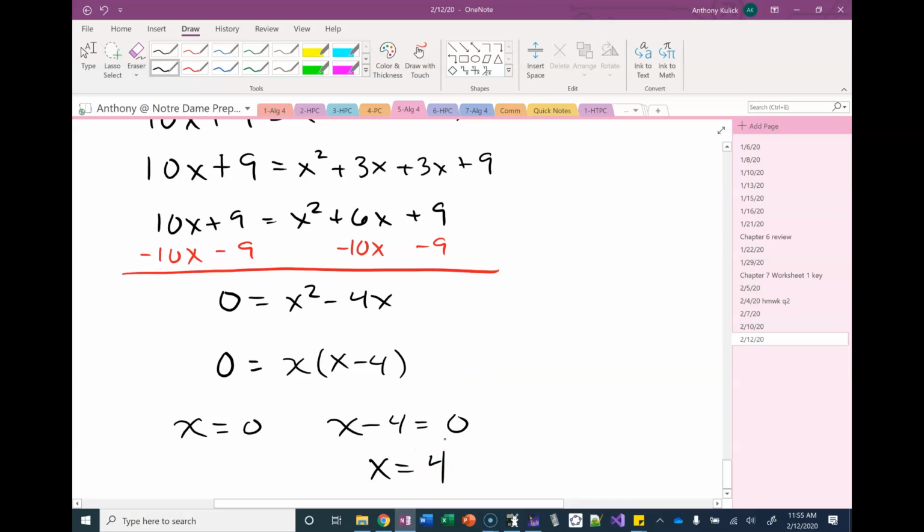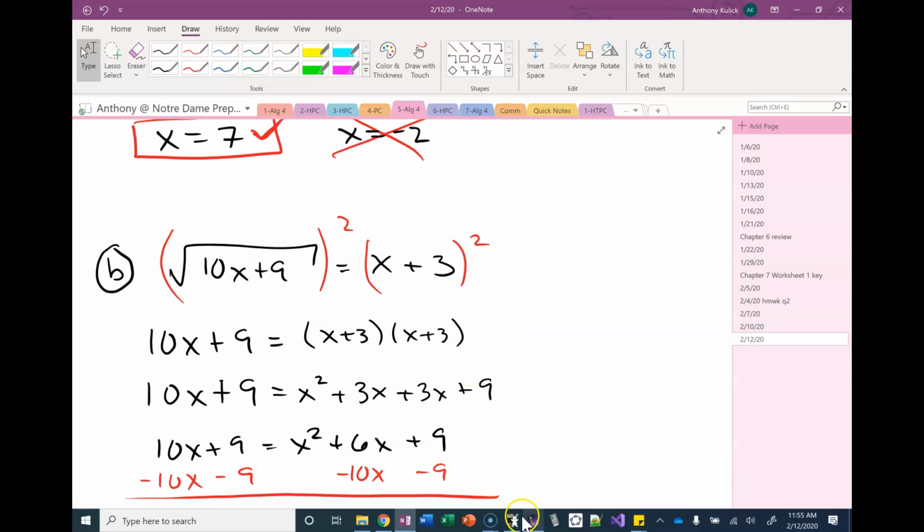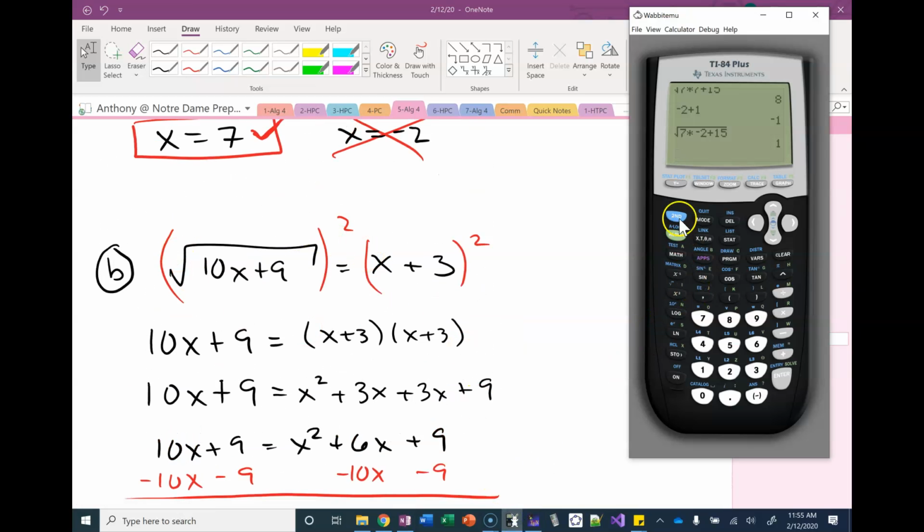Everybody good so far? Am I finished? No. Gotta check. So I go back to the original problem, and I'll just do this on my calculator. So I'll check the left-hand side. Excuse me. Sheepers creepers. Left and right is hard, guys. And then I'll check the right-hand side, also with 0. And I saw that that works. So 0 is an answer.